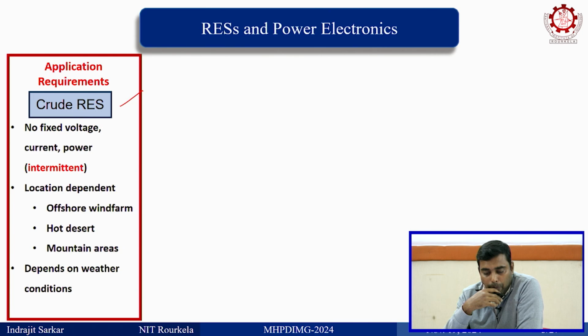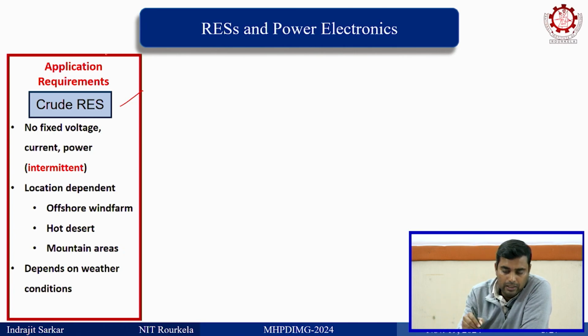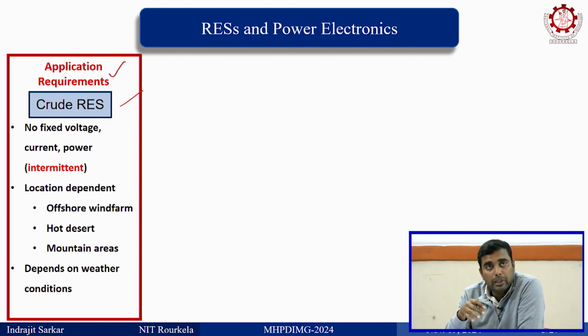Therefore, to make this useful, we have to do something. So these are the application requirements, and these are the sources which we want to use. We have to filter it out and make it human usable, suitable for us. That power form we have to convert.